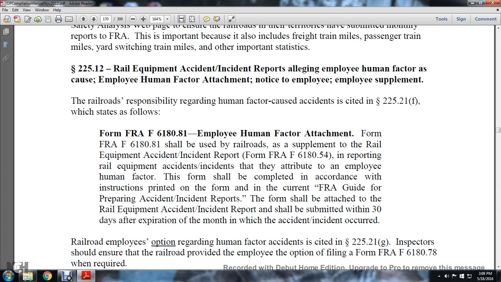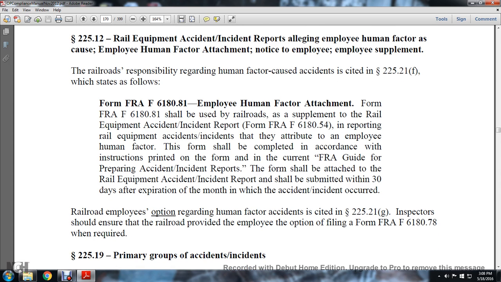The form shall be completed in accordance with the instructions printed on the form. If occurring with the FRA guide for preparing accident incident reports, the form shall be attached with the railway equipment accident incident report and shall be submitted within 30 days after the expiration of the month in which the accident has occurred. Railroad employees' option regarding human factor accidents is cited in statute 225.21.